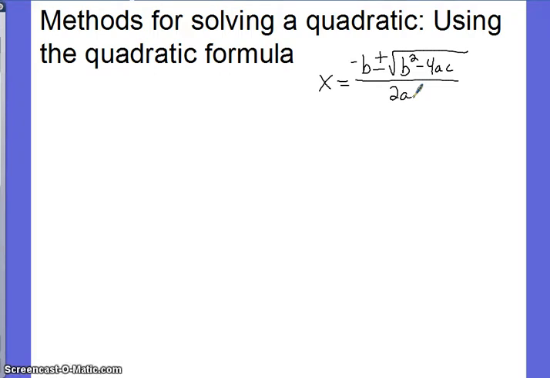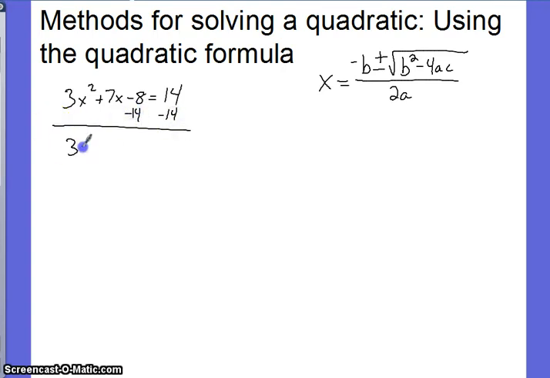Right? So if I would have a quadratic equation such as 3x squared plus 7x minus 8 is equal to 14. In this instance, now I want to solve this. So again, we want to get it in solving form. The way that we do that is by getting it equal to 0. So I'm going to add a negative 14 to both sides, so I get 3x squared plus 7x plus a negative 22 is equal to 0.